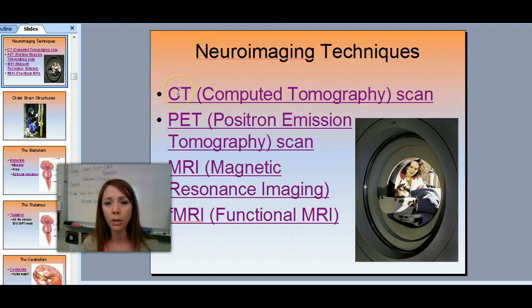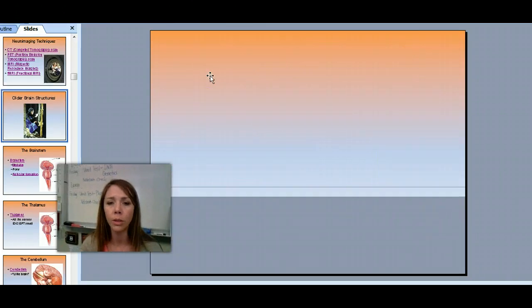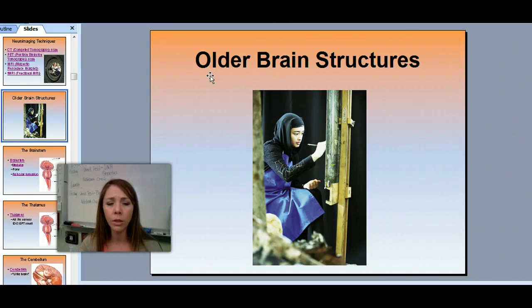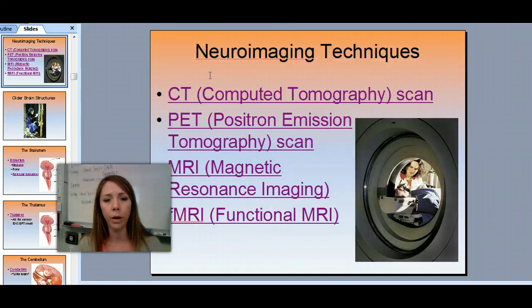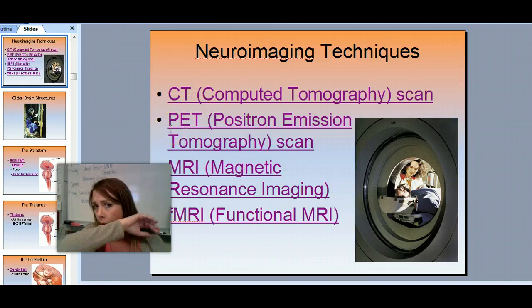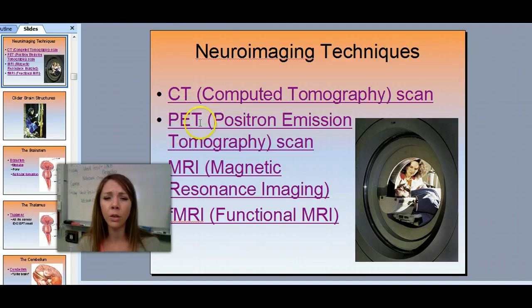So a CT or CAT scan, a PET scan, an MRI, or an fMRI. These are things where we're actually able to see an image of the brain versus just the electrical impulses. A CT or CAT scan is almost like an x-ray. It's going to give me the structures, but not necessarily damage. My PET scan, positron emission, is when I have radioactive glucose, and it's looking for energy that's released.